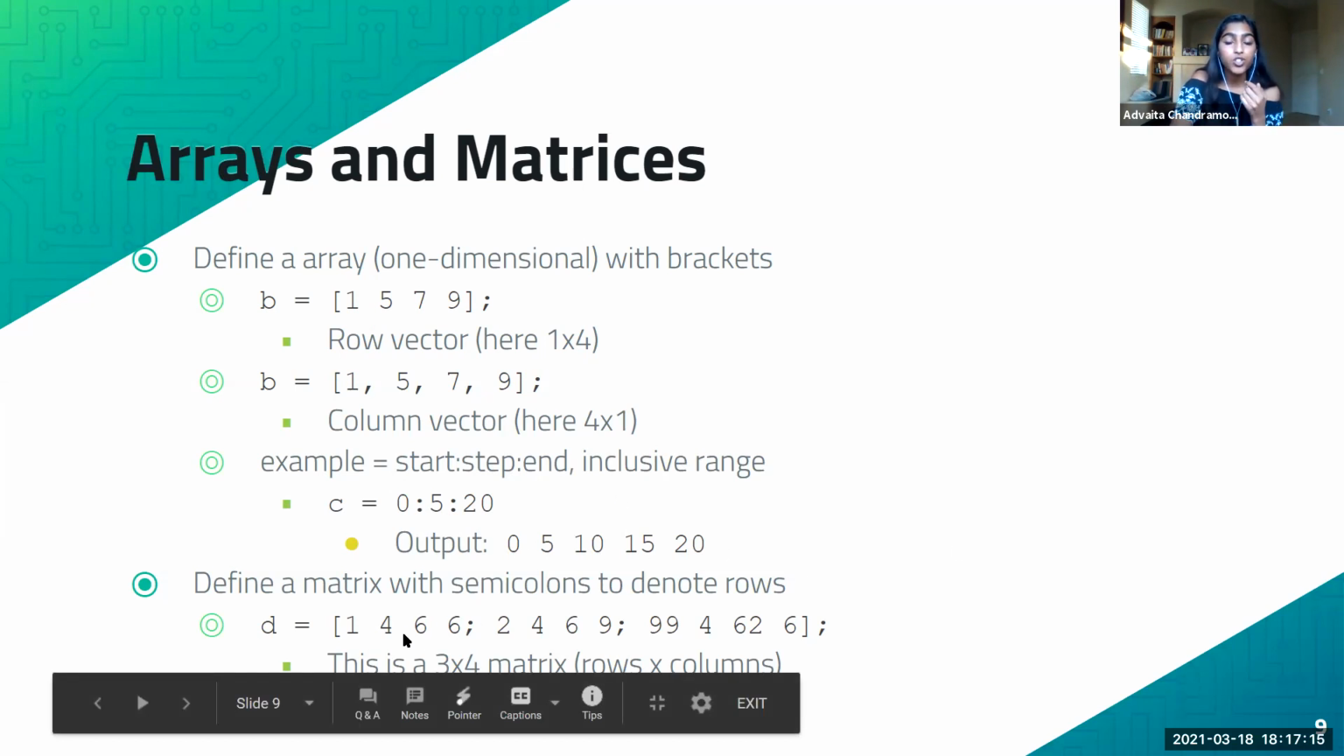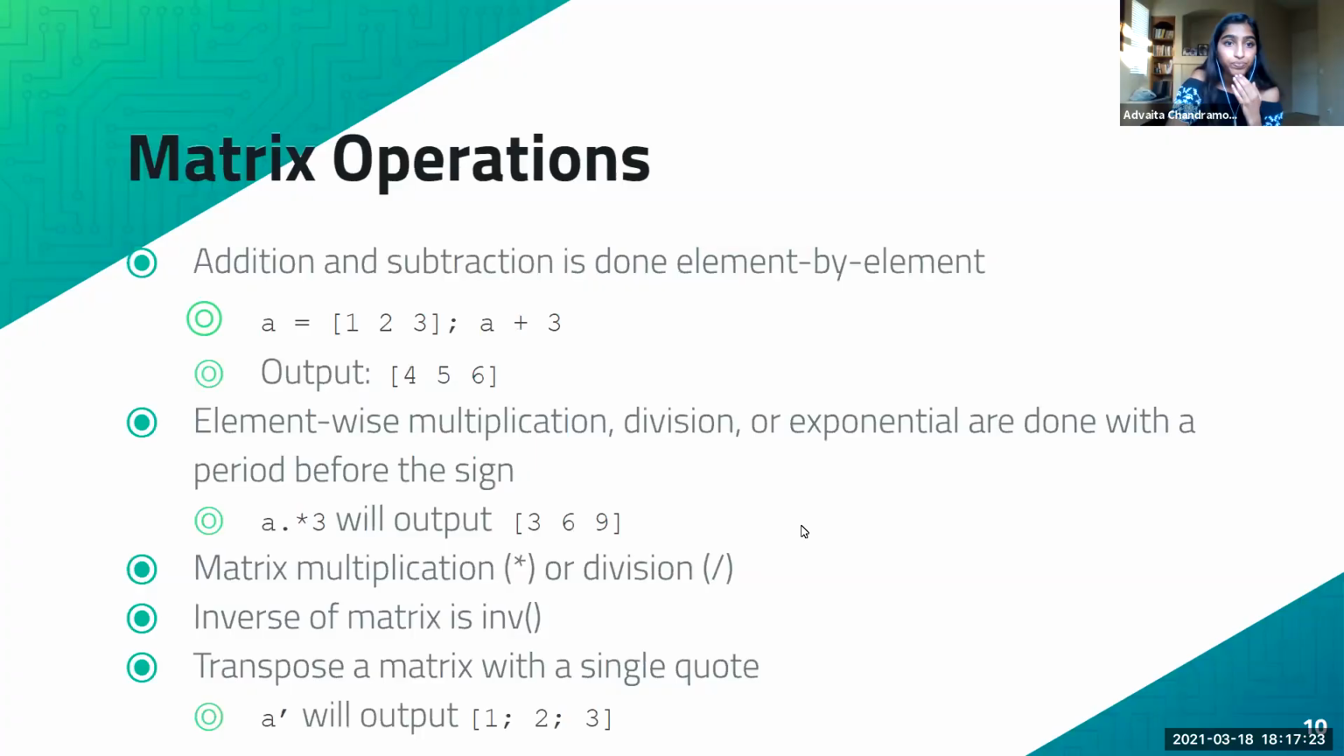And then with the matrix, you're just going to essentially create multiple arrays in one set of brackets. So these semicolons will denote a separate row. So this is a 3-by-4 matrix.